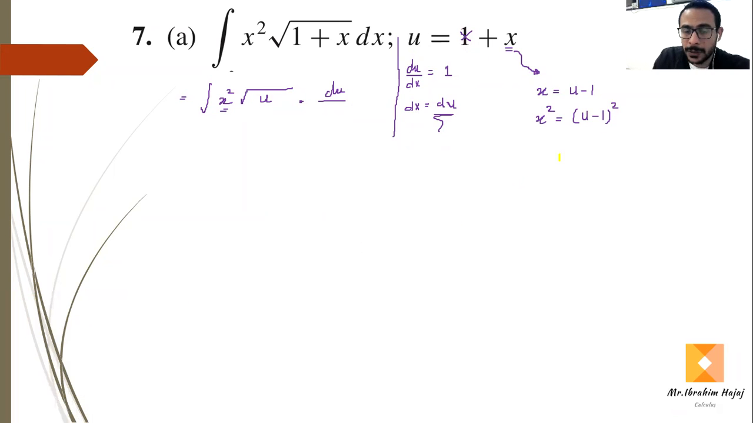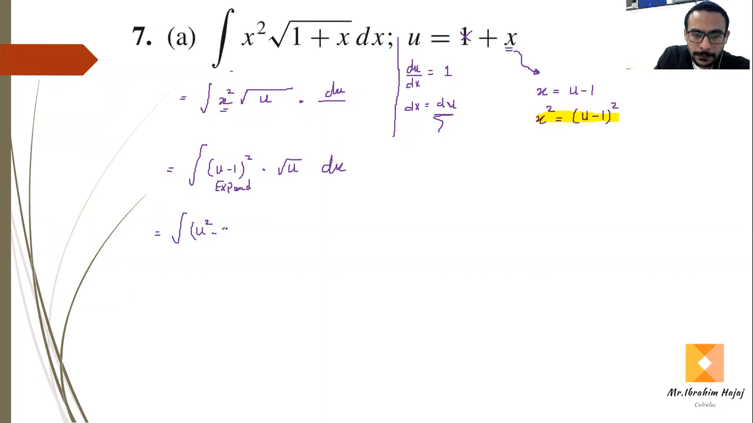Use this equation to do a substitution for x squared as well. Okay, x squared is u minus 1 all squared. Replace the x squared by u minus 1 all to the power of 2, times root u, times du. Expand here first: u squared minus 2u plus 1, multiplied still by u to the power of half.